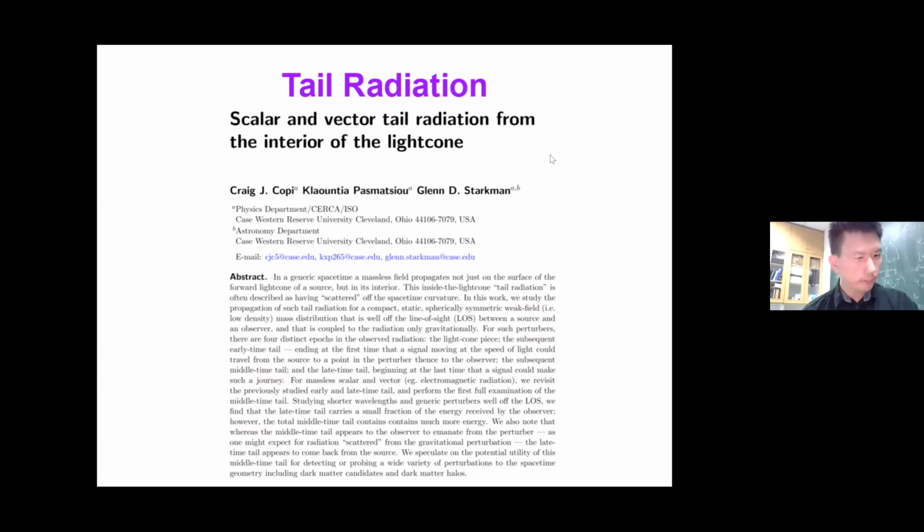I also want to make an advertisement for work that Claudia, Craig, and Glenn did recently. I think they went on to look at not just the self force that is exerted on the orbiter, but also what happens when radiation scatters off a perturbed space-time like that. And what they found was that scattering off the central mass does produce a sizable signal. So if you're interested, go talk to them.